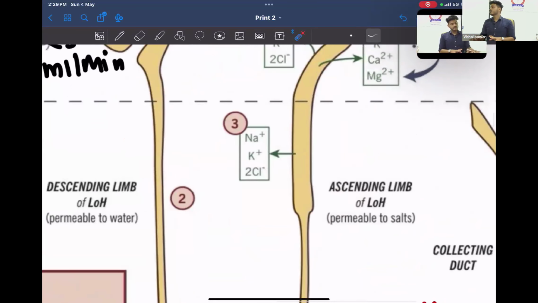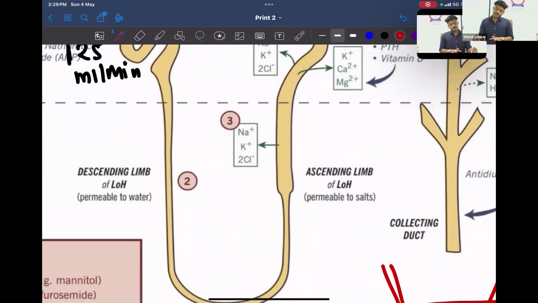Sodium, potassium, 2 chloride pump. And which drugs are going to be working here? This is the loop. So drugs which are working here are known as loop diuretics. They are known as loop diuretics.